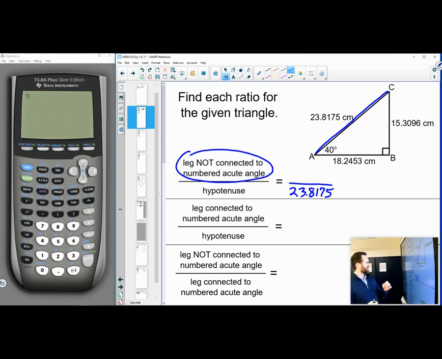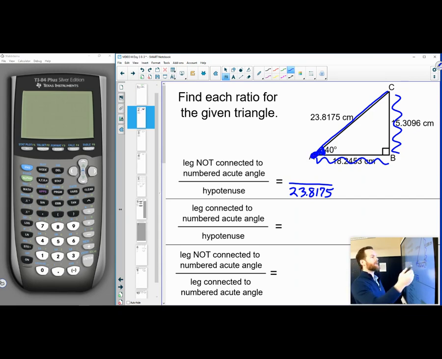This numerator is slightly more complicated. So let's read this again. It's the leg. So a leg is anything that's not the hypotenuse. So it could be this side or it could be that side. And it's saying it's the leg not connected to the numbered acute angle. Well, the only numbered acute angle they give us is that 40 degrees. So essentially they're talking about angle A here. And the leg that's not connected would be not this one, but this one right here. Because this leg is touching angle C and angle B. It's completely missing angle A. It's not connected to that 40 degrees we have on angle A. So that's going to be our numerator.